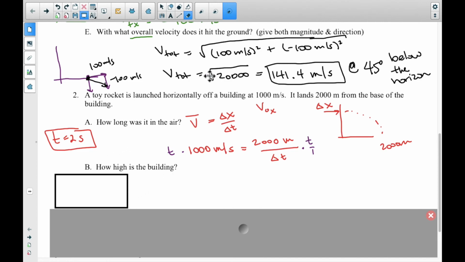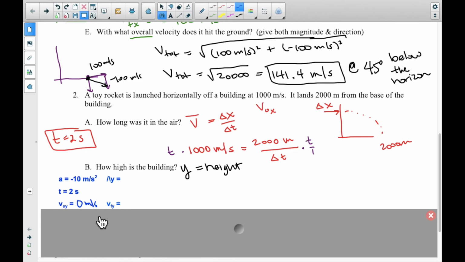Now, how high is the building? In this case, we're switching gears and we are talking about the y direction because we're talking about height. So anytime we talk about height, we have to talk about the y direction. So how high is the building? Well, let's go back, see what our variables are, and decide which equation to use. In the y direction, the initial velocity, the instant it leaves the rocket launcher, is 0. Now, as it gets closer to the ground, it's going to gain some velocity, right? But at the beginning, it is 0. We do not know what the final velocity is. We could find it, but we don't know it yet.